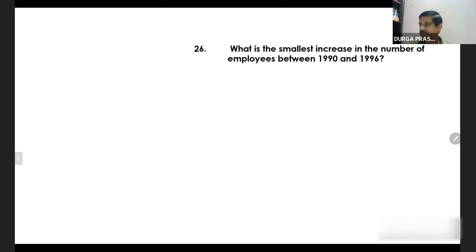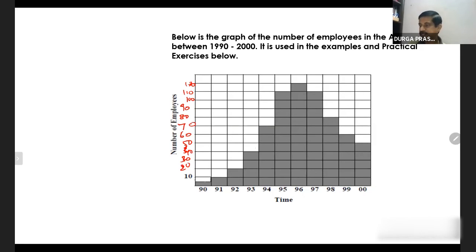So let us see what question he is asking. What is the smallest increase in the number of employees between 1990 and 2000? To some extent it was increasing and afterwards it was decreasing. You see, it's going on increasing. After that, the number of employees started decreasing and finally stood at 50. So at 50, the final count stood.